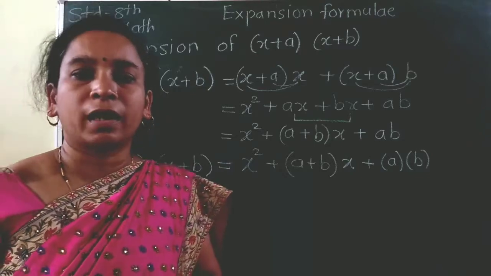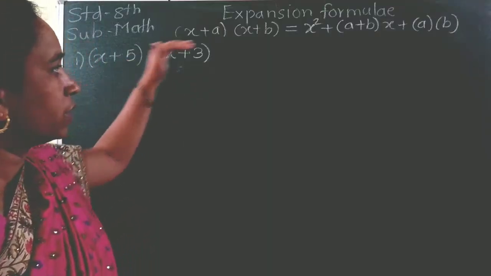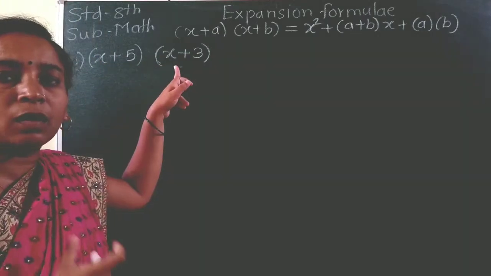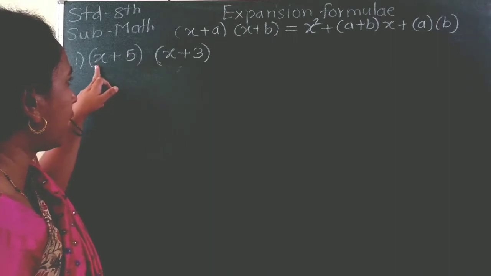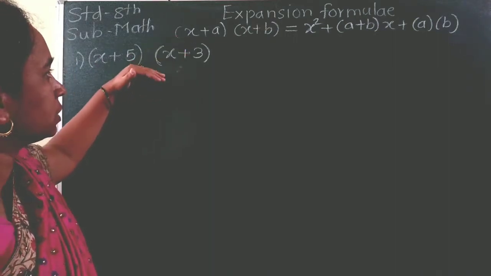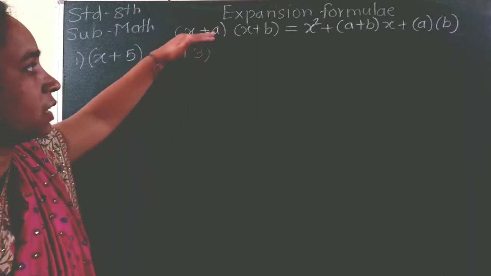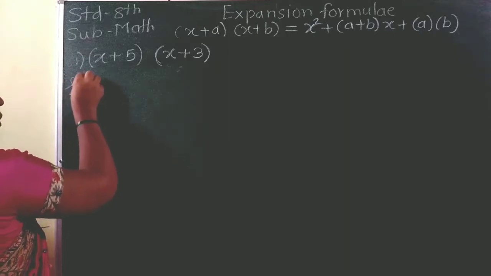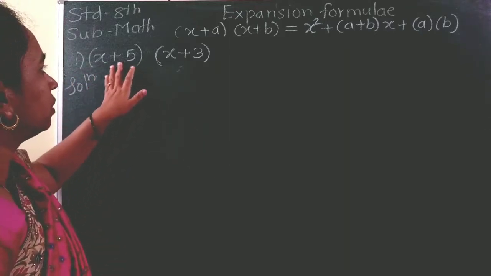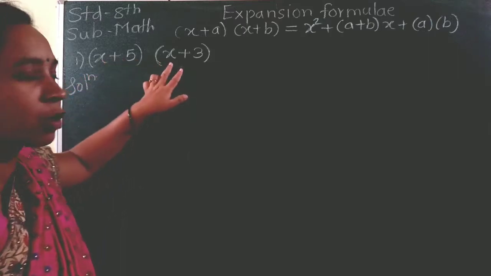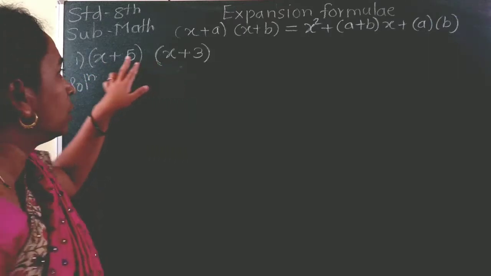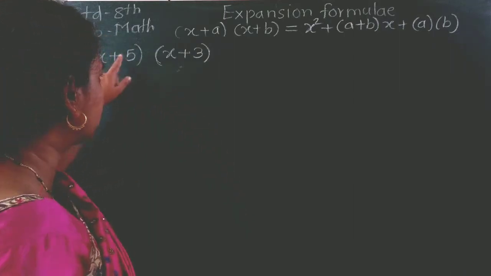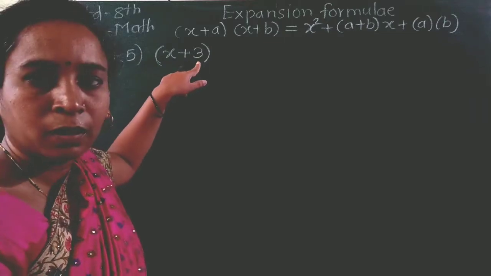Now we will see the examples based on this expansion formula. Let's study the examples. Compare this with the binomials: here are two binomials and we find their product, and they have one common term. So if we compare, we can use this expansion formula for the product of these binomials. In the solution, if we observe, x is the common term, and the two different terms are 5 and 3, which are a's value and b's value.